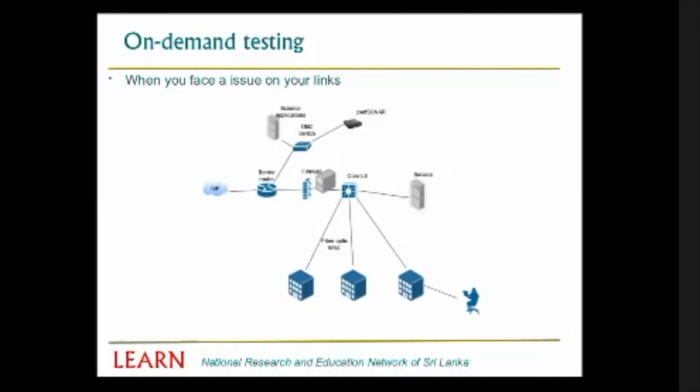But when you face an issue on your links, you can also have an on-demand test. That is, you can arrange for a person from another location, maybe in this case a remote site, to run a test from there to the Persona node in the DMZ zone. Maybe this remote site does not have a Persona, so that's why this person is there with his laptop.